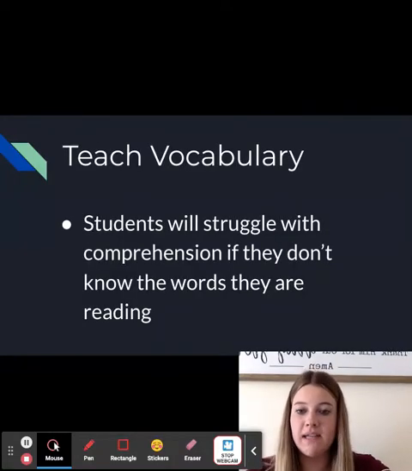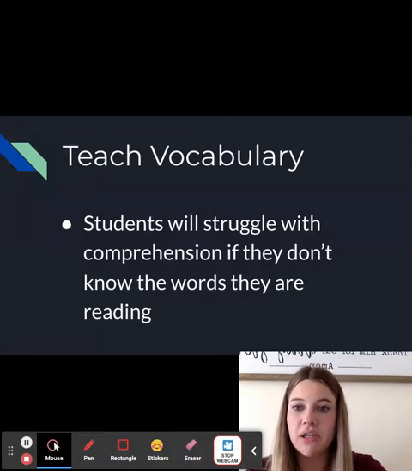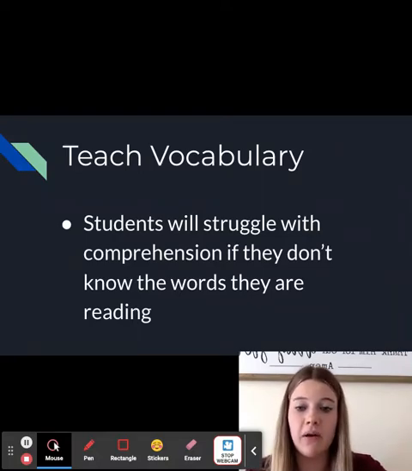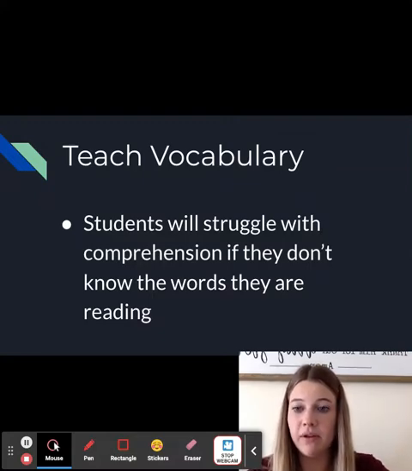For expository text, another great strategy is to teach vocabulary. This is so simple, but it's often something that's so overlooked. So students will struggle with comprehension if they don't know the words that they are reading. So if I'm a history teacher and I am teaching about the Holocaust, I have to give my students the most important vocabulary words so that they know when they read what each word means.